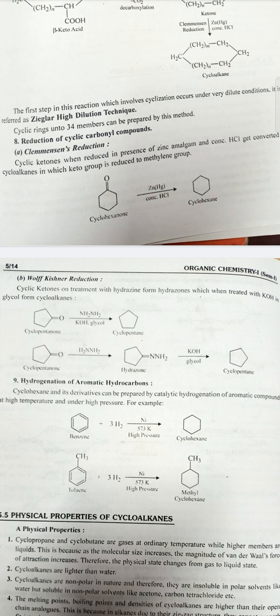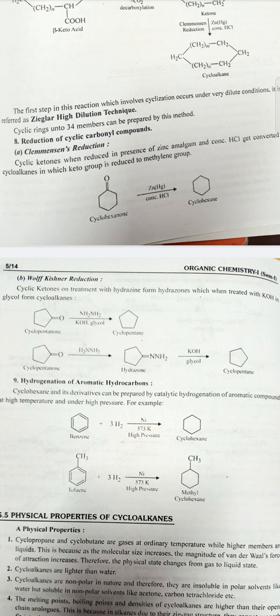Wolff-Kishner reaction. Cyclic ketones when treated with hydrazine form hydrazones, which when treated with KOH in glycol form cycloalkanes. Hydrogenation of aromatic hydrocarbons. Cyclohexane and its derivatives can be prepared by catalytic hydrogenation of aromatic compounds at high temperature and under high pressure. For example, benzene to cyclohexane, toluene to methylcyclohexane.